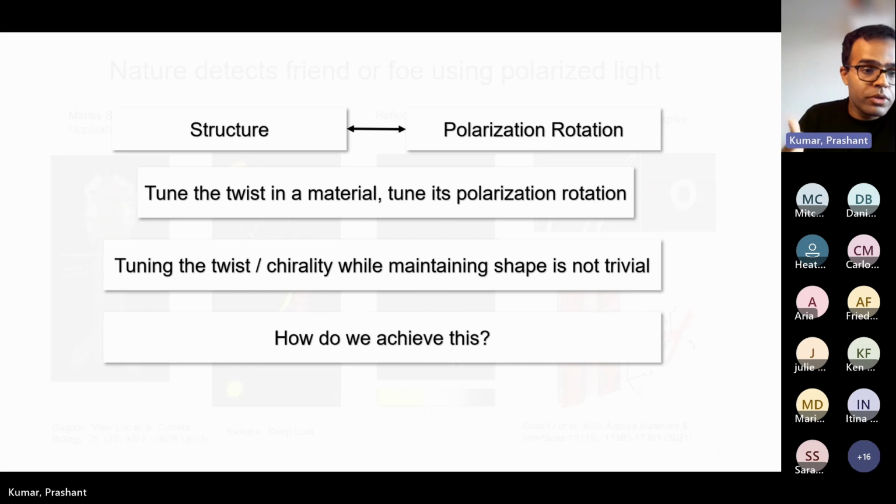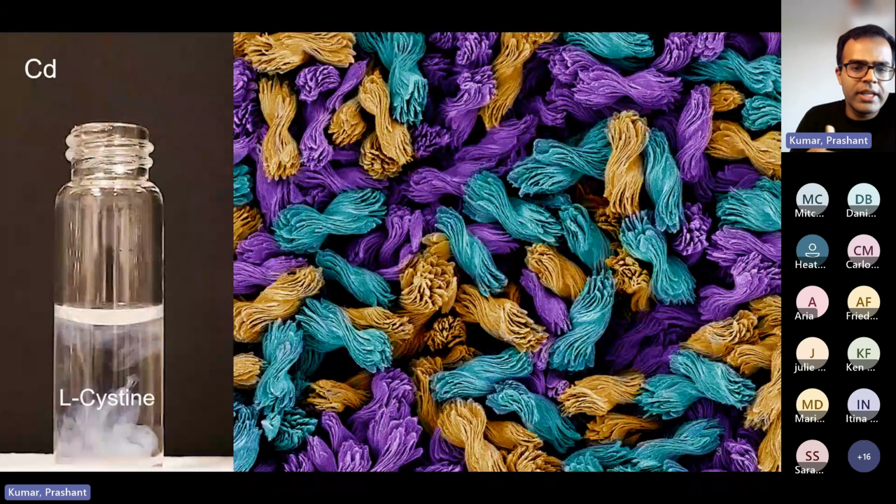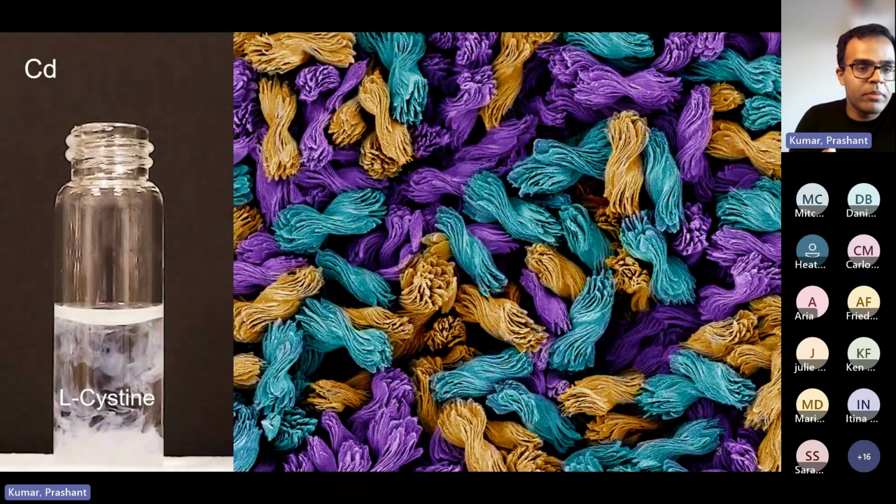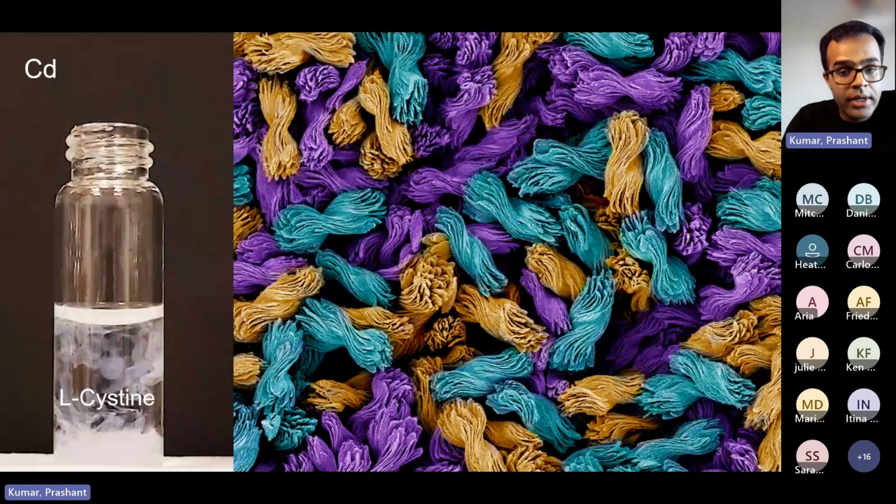For that, I'm going to introduce to you bow ties. This is a very simple system that I found where, if you look at the video, you'll see that I'm just adding one solution into another solution and it immediately turns turbid. The clear solution at the bottom is that of L-cystine, the chiral dipeptide of cysteine. When I add cadmium into it, immediately the solution turns milky and you get these beautiful structures that I'm showing here on the right hand side. This is a false colored SEM image.